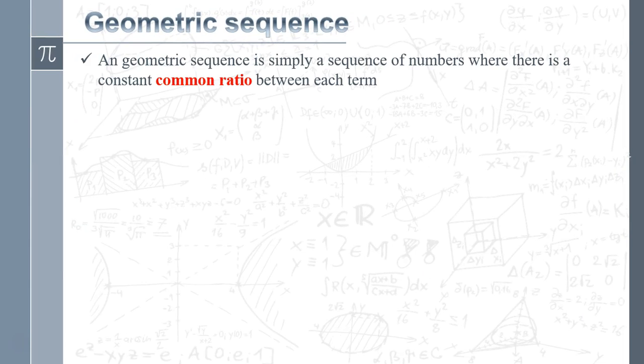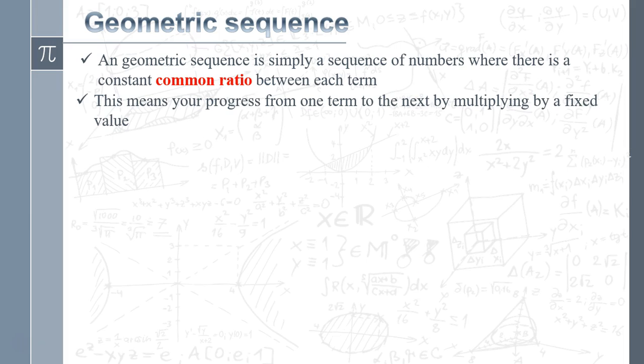Geometric sequences. What we've got with the geometric sequence is, rather than going up by the same amount each time, essentially a common ratio between each term, which means it's being multiplied by the same amount each time. So from one term to the next, you're multiplying by a fixed value.